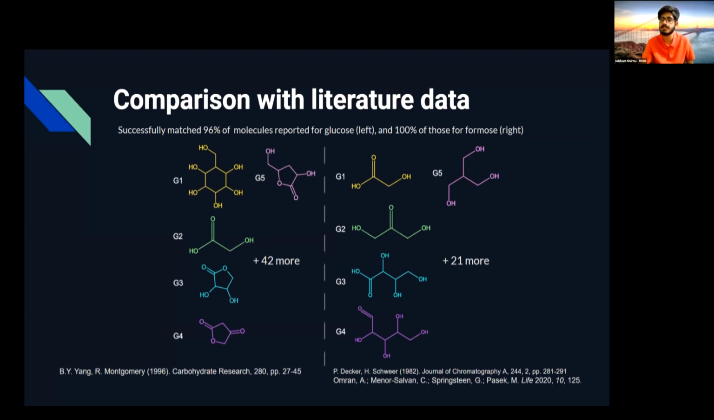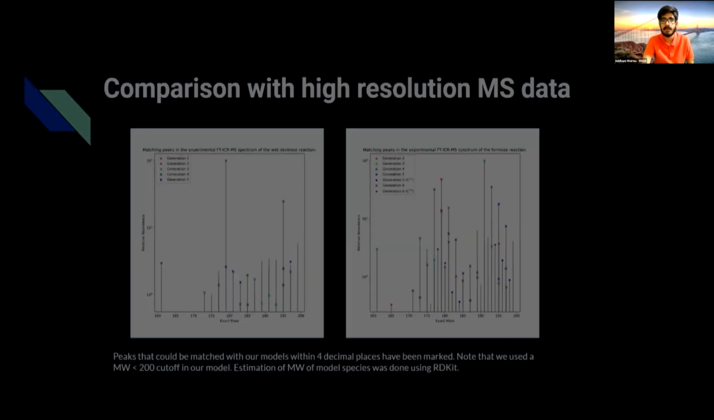For 96% of the glucose molecules, we are still evolving our rules, we are still refining our process so as to make it a more robust system, so as to match 100% of the molecules.